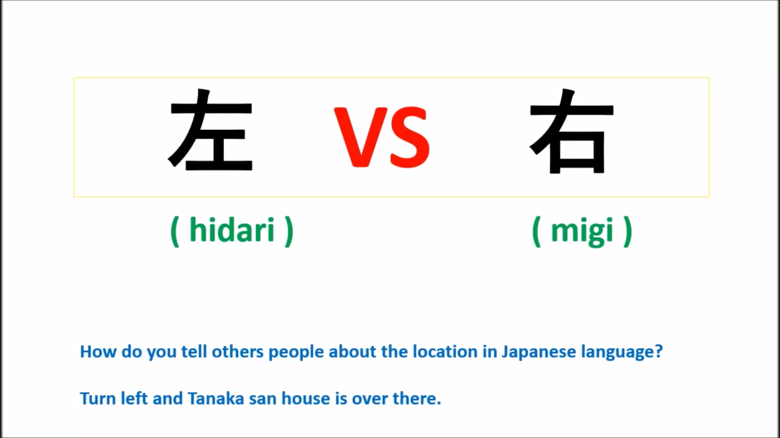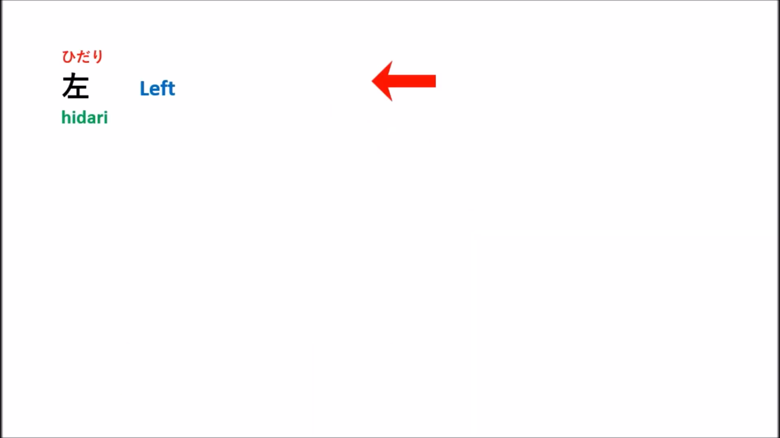In this lesson, we'll learn how to explain the location for somebody. But first, we are going to learn the words that we use to explain location. For example, if you travel to Japan and you are asked for some location, how do you explain that in Japanese? In this video clip, we'll learn the easy way to explain the location. For example, turn left and Tanaka-san's house is over there. Something very simple like this.